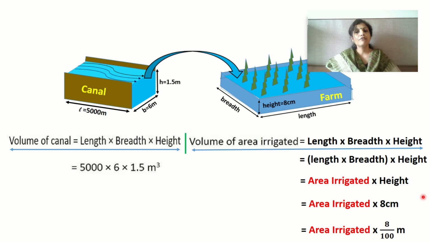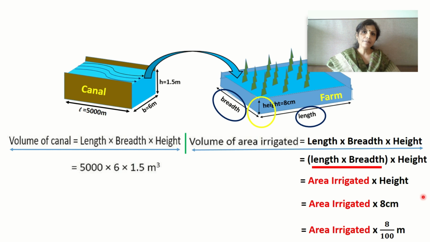Volume of the farm will be length into breadth into height. But length we are not aware, breadth we are not aware. We are aware only of the height of water in the farm, and that is 8 centimeter. So let's substitute the values. Length into breadth into height. So length into breadth is nothing but the area of the farm. So we can call that area irrigated. So area irrigated into 8 centimeter. But all our units are in meters. So let's convert this 8 centimeter into meter. So area irrigated into 8 upon 100 meter.